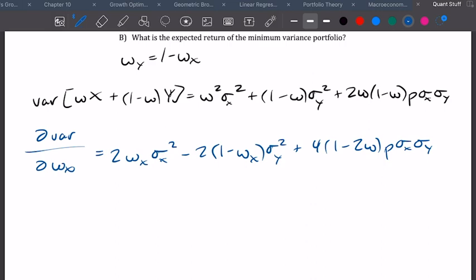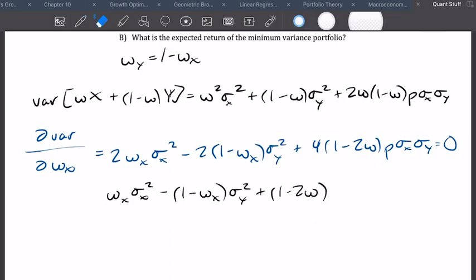Notice that all of these numbers have a coefficient with a factor of 2, so we can actually divide everything by 2. This will give us the final formula: the weight of X times the variance of X minus the weight of Y, which is 1 minus X, times the variance of Y, plus 1 minus 2w. This is actually supposed to be 2 over here, times the correlation and the standard deviation of both.